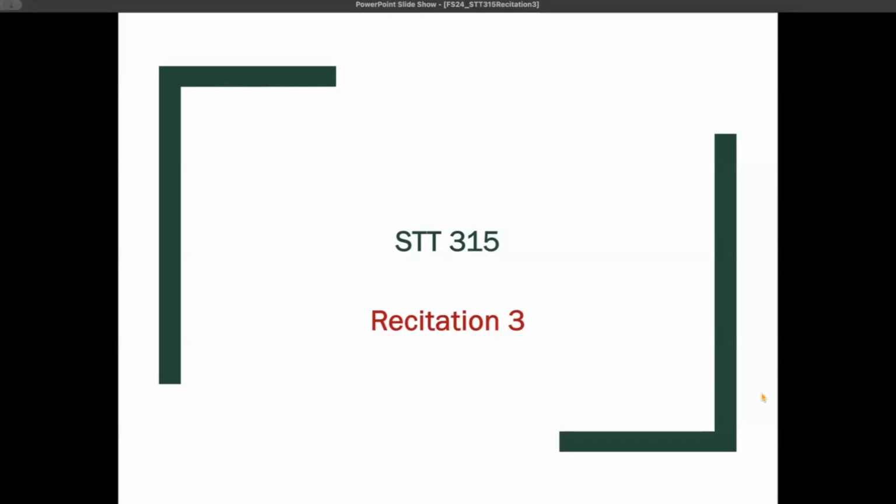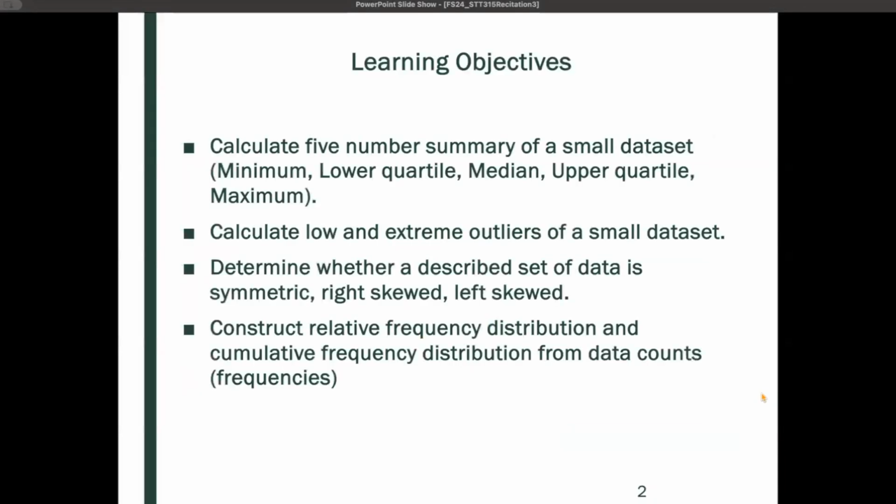Hello, STT 315. This is Recitation 3. Today, our learning objectives are to calculate a 5-number summary of a small data set, calculate low and extreme outliers of a small data set, determine whether a described set of data is symmetric, right-skewed, or left-skewed, and to construct relative frequency distribution and cumulative frequency distribution from data counts.